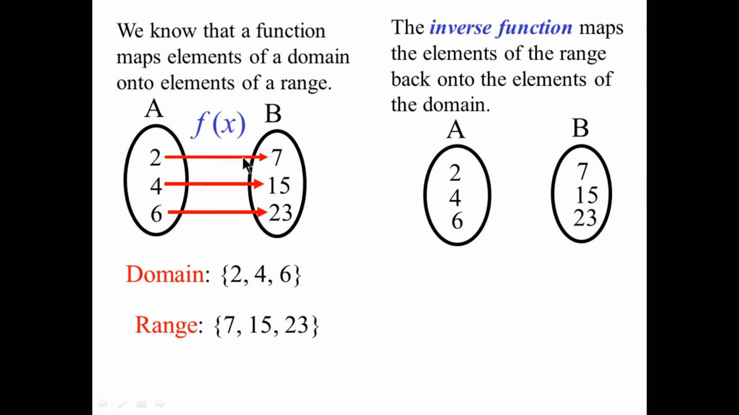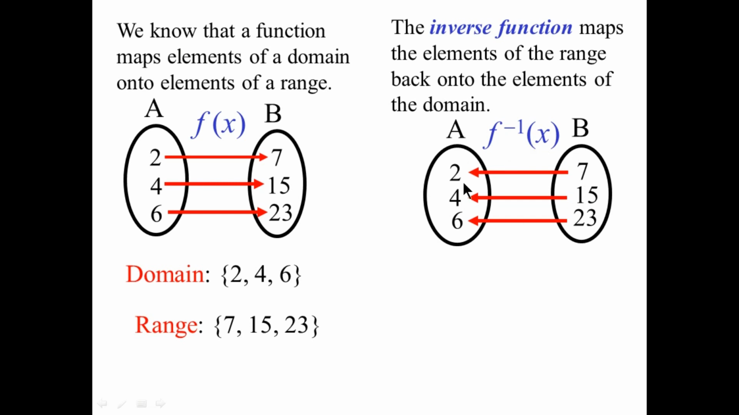Notice here, 2 was sent to 7, and so in f of x we have 2, 7. Over here in the inverse, 7 will be called back. 7 now maps back to 2. 15 maps back to 4. 23 maps back to 6. And the notation for this function is f to the negative 1. It looks like an exponent on f, but it isn't really. It's just notation. It's the inverse f function of x.